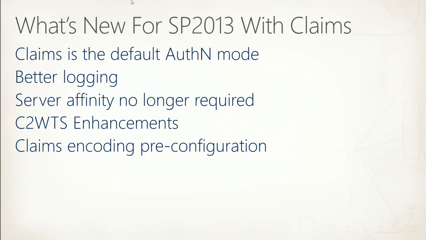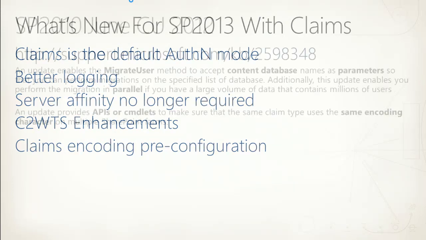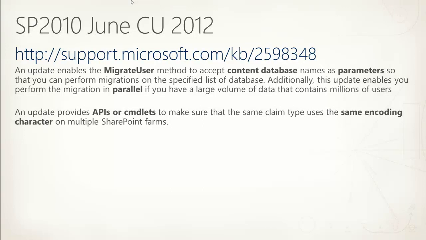And then claims encoding pre-configuration, that's something that we added as part of the June CU of SharePoint 2010. If you're not in the June CU, you don't get these enhancements, but I do have some slides that talk about what you do when you don't have the June CU. Within there, we added some support for Migrate User and some additional support for encoding your claim types. So around Migrate User, being able to parallelize your content migration upgrade when you're moving from Classic to Windows claims, that's what we added there on the enhancement side.